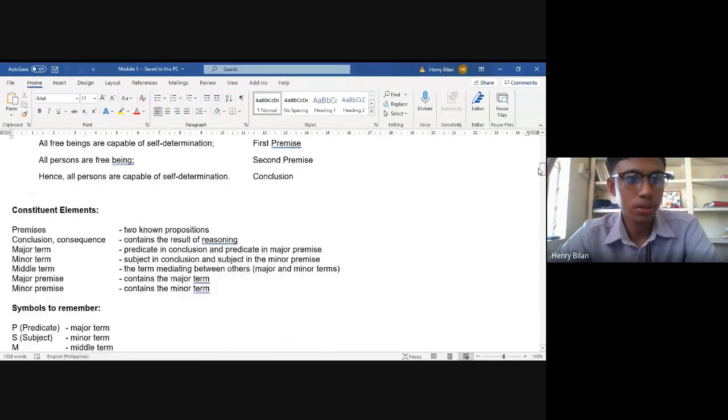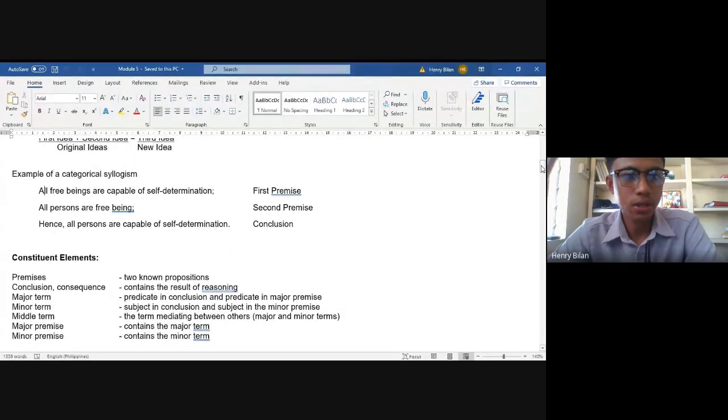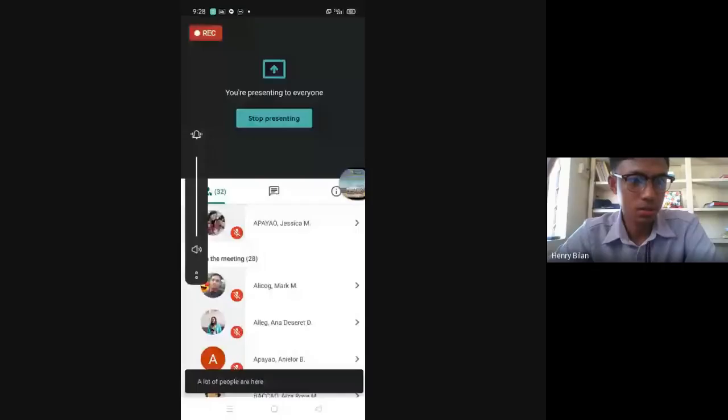Now, what are the elements of a categorical syllogism? We have the premises. As I've said, the first two categorical propositions are the first and second premises. But in a categorical syllogism, we call these the major premise and the minor premise. The major premise is the first premise, and the second premise is the minor premise. So that is always the arrangement. You cannot interchange the two.